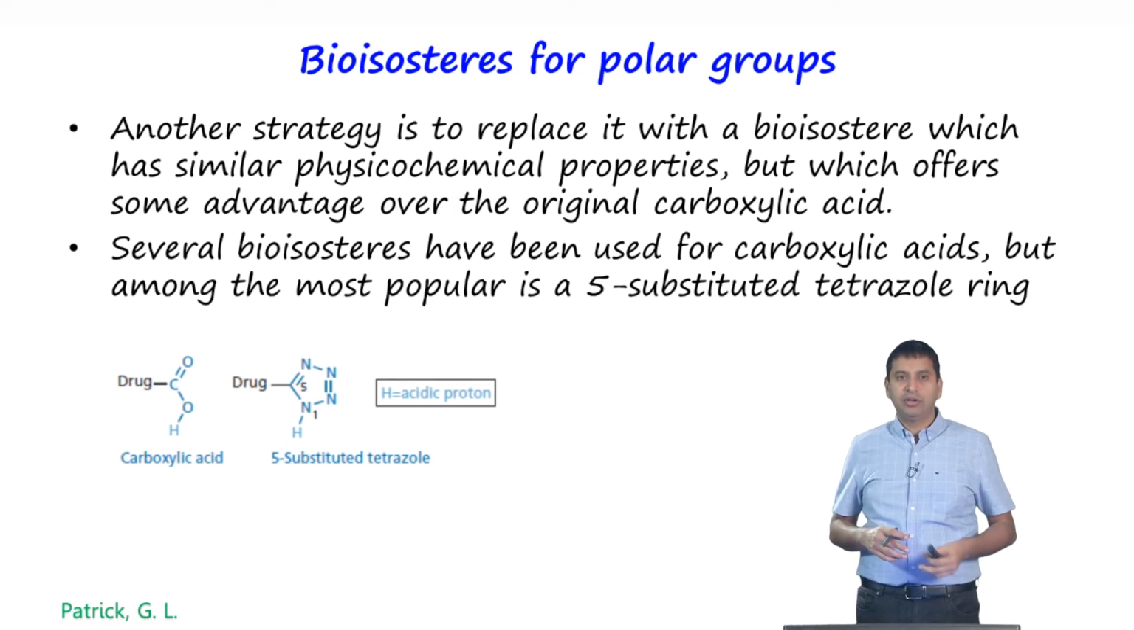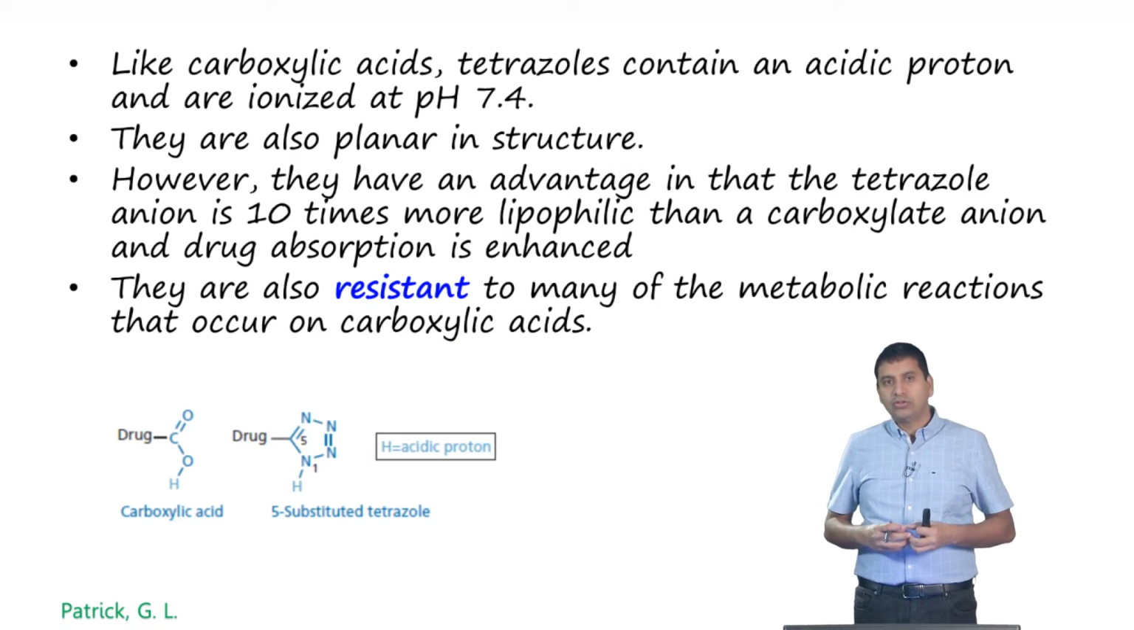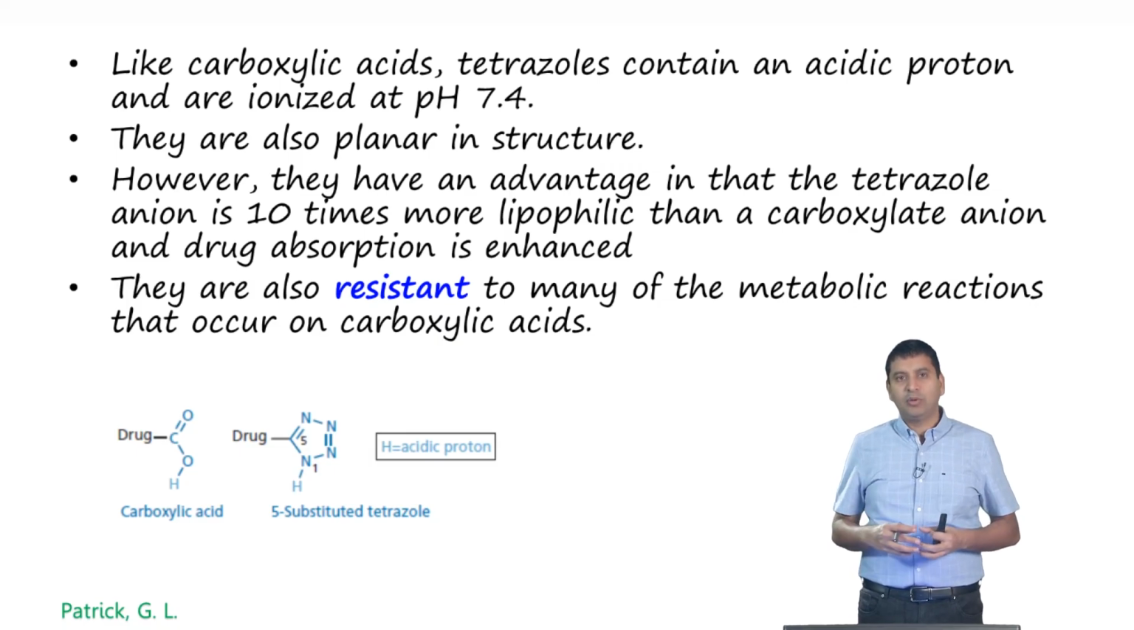Here, for example, this carboxylic acid can be replaced with this tetrazole ring as shown here. Like the carboxylic acid, the tetrazole ring contains an acidic proton and it is ionized at pH 7.4, but they are also planar in structure. However, they have an advantage that the tetrazole is 10 times more lipophilic than a carboxylate ion, and so the drug absorption is enhanced. They are also quite resistant to many of the metabolic reactions that can occur on carboxylic acids.